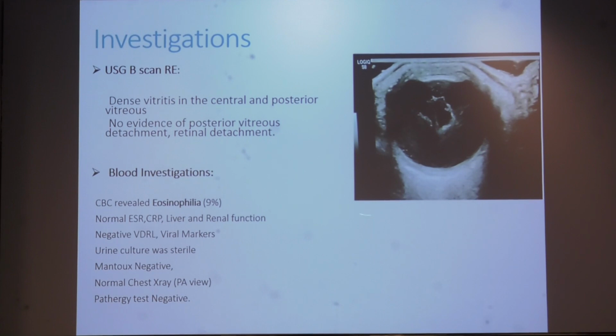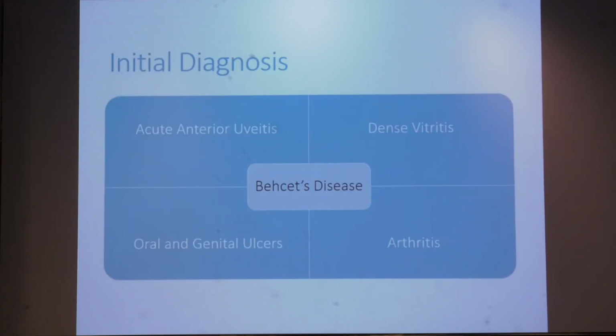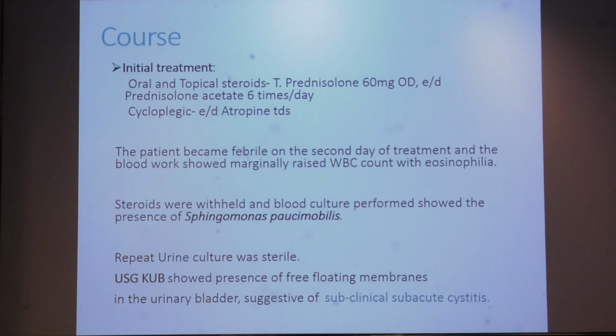USG B scan was performed. It shows dense vitritis in the central and the posterior vitreous. No evidence of posterior vitreous detachment. Blood investigation revealed eosinophilia. The other blood investigations done were within normal limits. So on these grounds, multidepartmental consultation was done and diagnosis of Behçet's disease was made. The patient was initially started on oral and topical steroids and cycloplegic.